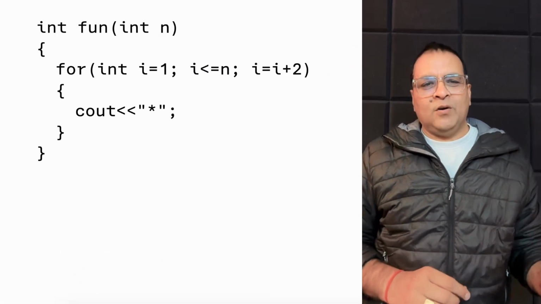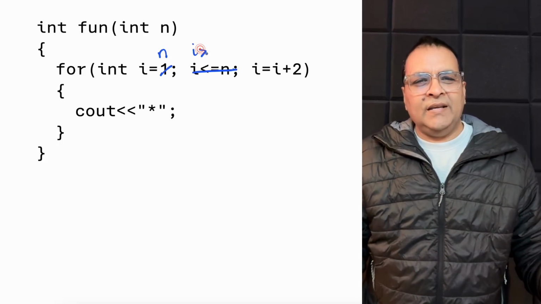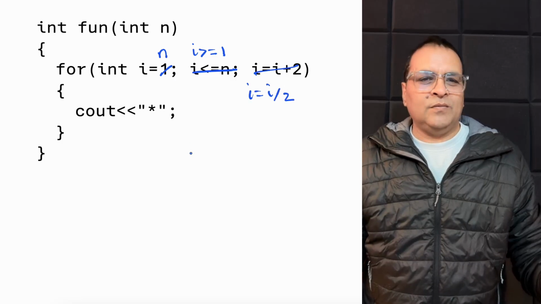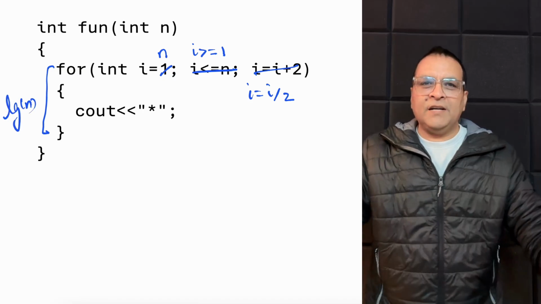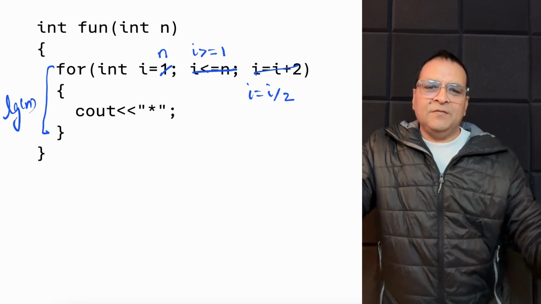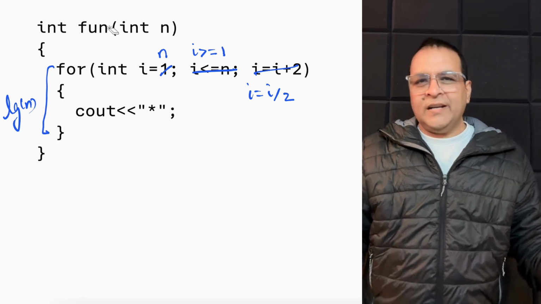Let us look at the same code again. If we change this condition to i greater than or equal to 1 and make it i equal to i divided by 2, then also the for loop will execute log n times. In the first case, we were incrementing it and we were doubling it. In the second case, we are halving it. In both the cases, it is taking log n time. Let's look at another function.